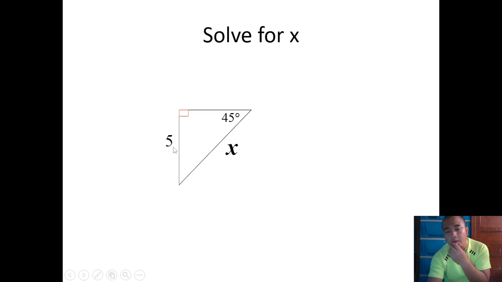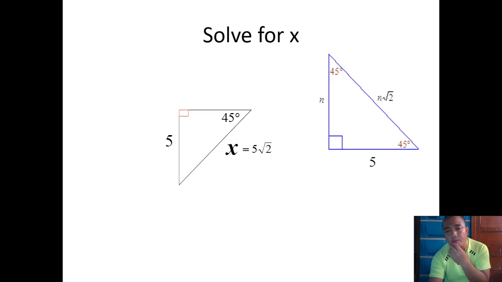Here, 45, 45, 90 degree triangle again. So one of the legs is 5. The hypotenuse x is 5 square root of 2.